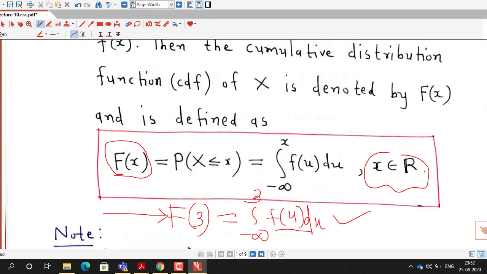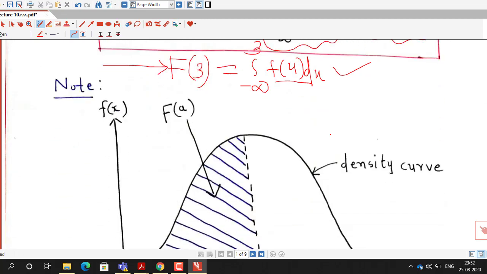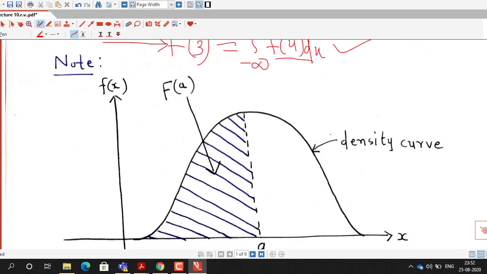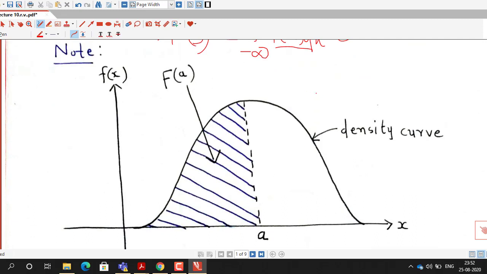Now we know that this definite integral represents the area under the curve of the probability density function, known as the density curve. Here we have shown it geometrically. Suppose this is the density curve, and on the x-axis we consider values of the random variable, and on the y-axis we consider values of the probability density function.